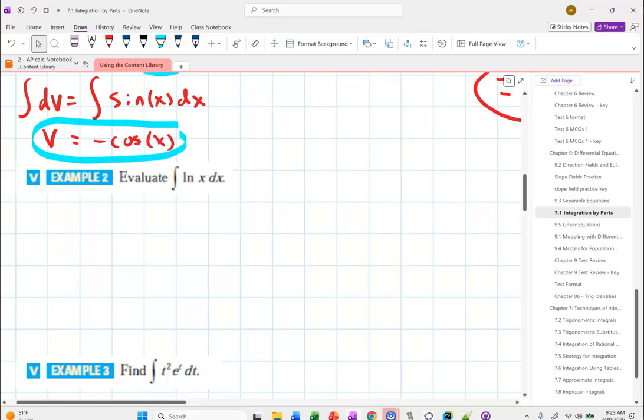All right. Here we have the integral of the natural log of x dx. Do we have an antiderivative formula for the natural log? We know that the antiderivative of 1 over x is the natural log, but we don't have a formula for the integral of the natural log. Right? So there's no way to do this as it's currently constituted. This needs to be done by integration by parts.